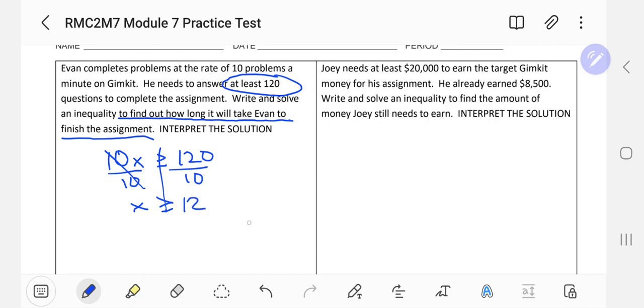Well, is every answer 12 in this whole test? All right, so he has to answer, that's what this means. He has to spend at least 12 minutes playing GimKit to finish the assignment and get 120 questions.